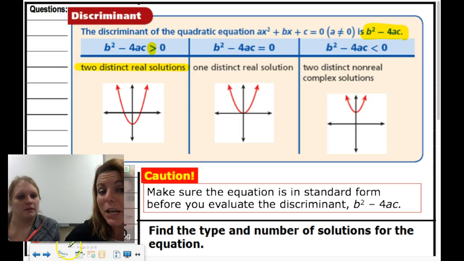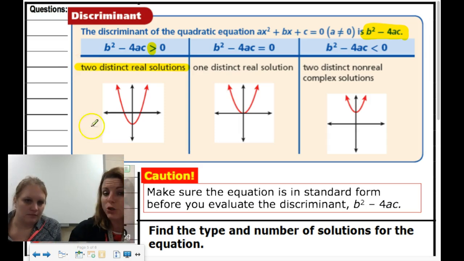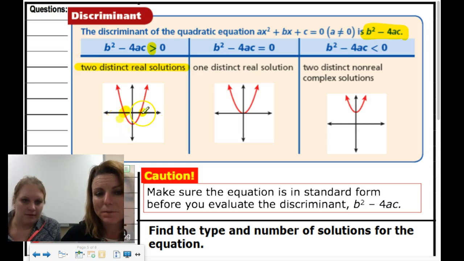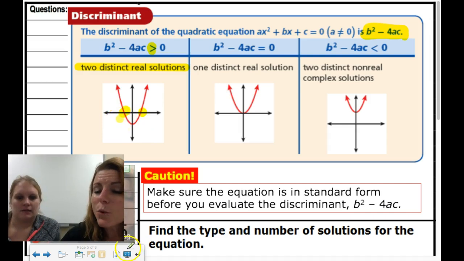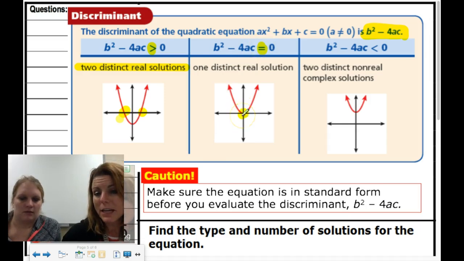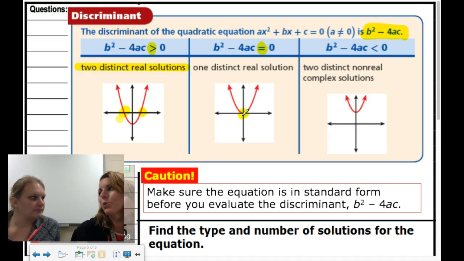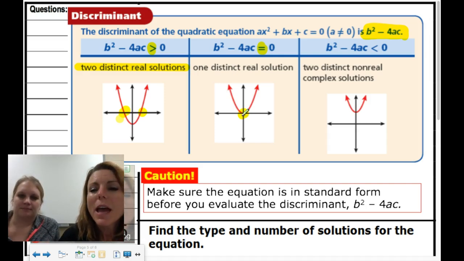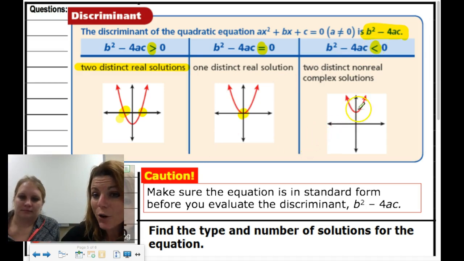They're real because they cross the x-axis in 2 spots, right there and right there. When b squared minus 4ac is equal to 0, there is 1 distinct real solution, and it's there. Remember, that's when we have a double root. And the third option is when b squared minus 4ac is less than 0.